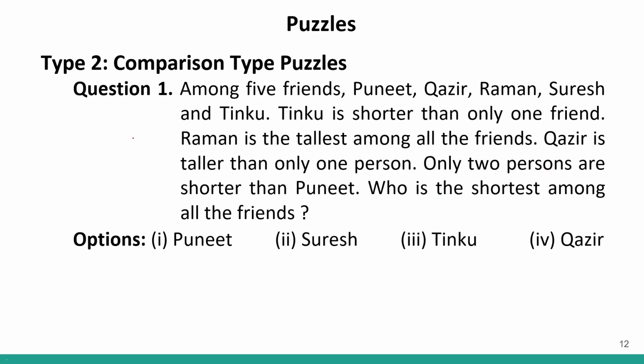The next type of puzzles we have is comparison type puzzle. Now in comparison type puzzle, I told you that either we compare objects or we compare people, correct? So based on what attributes can we compare? We can compare based on their weight. We can compare based on their height, how tall someone is, how short someone is. We can compare based on their income, correct?